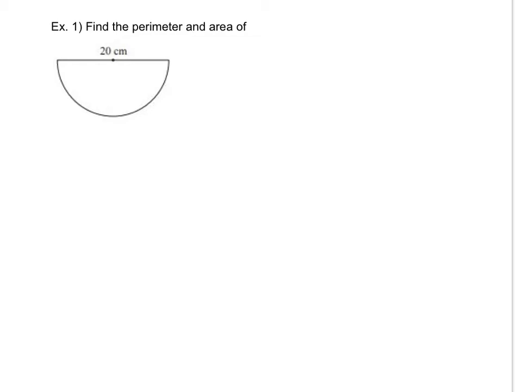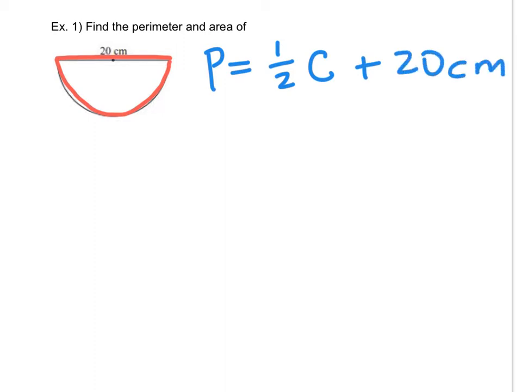that piece is half the circle. So if you get the perimeter of the circle and divide it by 2, you've got this piece here. That's half the perimeter, if the circle was full. But we also have to add on this 20 here. That will give you the total perimeter of the shape. So, for perimeter, we're going to do half the circumference plus 20 centimeters.